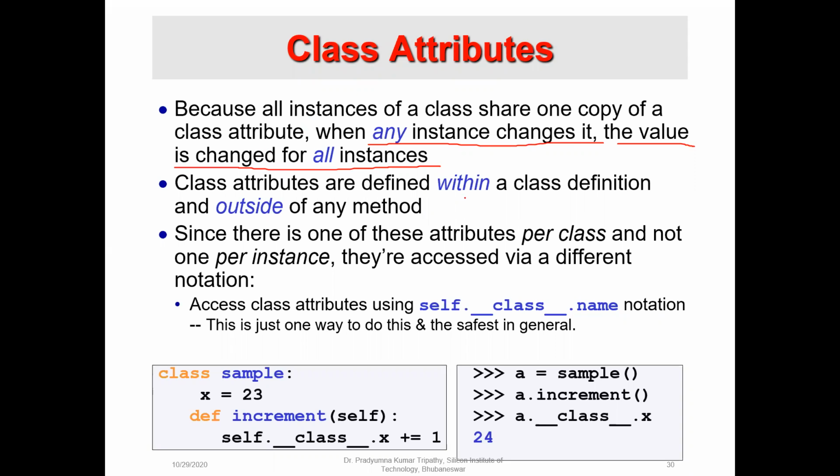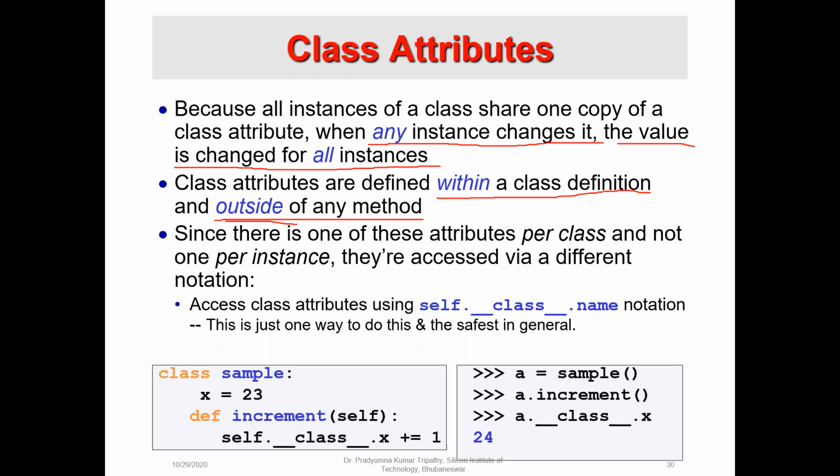Class attributes are defined within a class definition and outside of any method. Two things. One, it must be defined within a class definition, but outside of any method. That means to access it, I may not use an object name. I can directly call it using the class name. Although you may use an object, there is no meaning. You can use it by using the class name instead of the object.